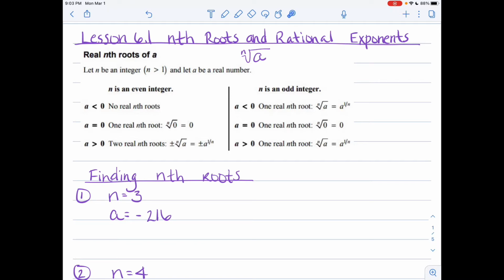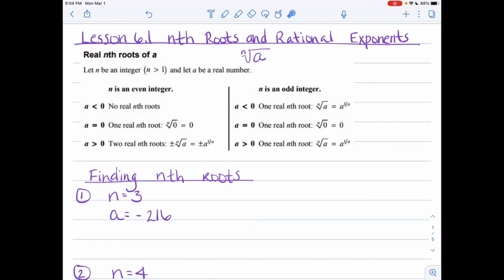And finally, if a is greater than 0, so it's a positive number, we're going to have two roots because we could have a positive or negative version. And so our roots will be plus, and we would evaluate a taken to the nth root, and then we would also have a minus. Notice that this radical can be rewritten as a rational exponent, a ratio or a fraction, and the n value, this root right here, gets placed in the denominator of that fraction.